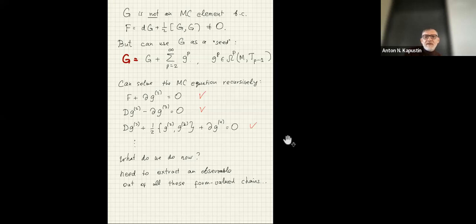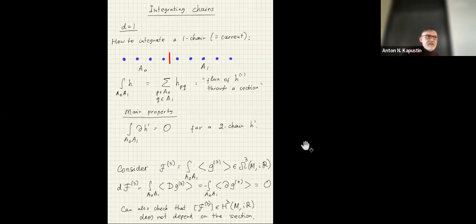Well, we need to extract some observable out of this form-valued chain and take some average. Here we need to integrate chains. How do I assign an observable to a chain? Let's just do one chain. Let's go for one-dimensional systems, where you can essentially work with 1-chains. A 1-chain is a guy with two indices. How do you integrate a guy with two indices? Well, you can, for example, split your system into two parts and do the summation: one index is to the left of the cut, the second is to the right of the cut. And that I call integration over a section.